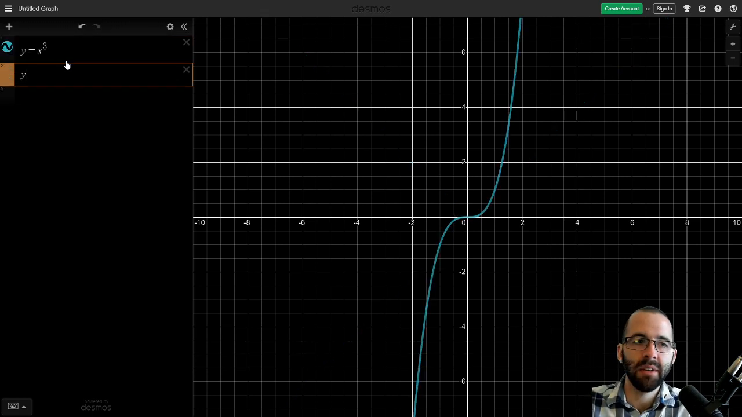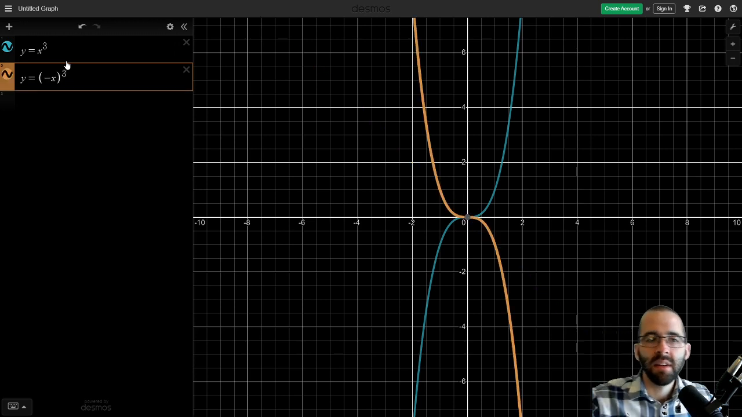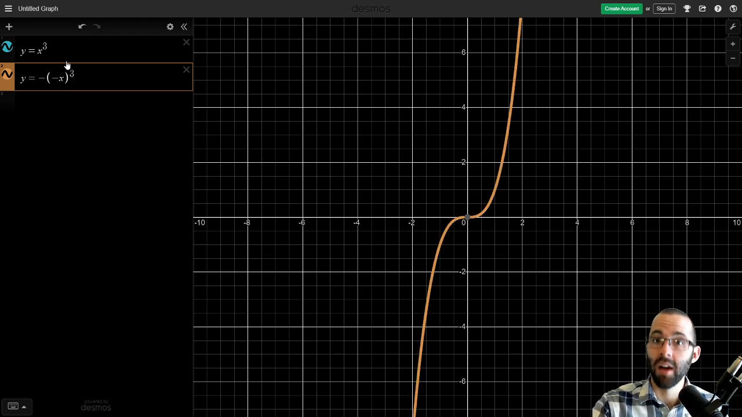All right, what about x cubed? Well, first, let's reflect x cubed about the y-axis. And then let's reflect x cubed about the x-axis. Aha! Notice how these are the same functions. The graphs are right on top of each other. So this is an odd function. Reflect it both ways, get back the same thing. That's what an odd function means.